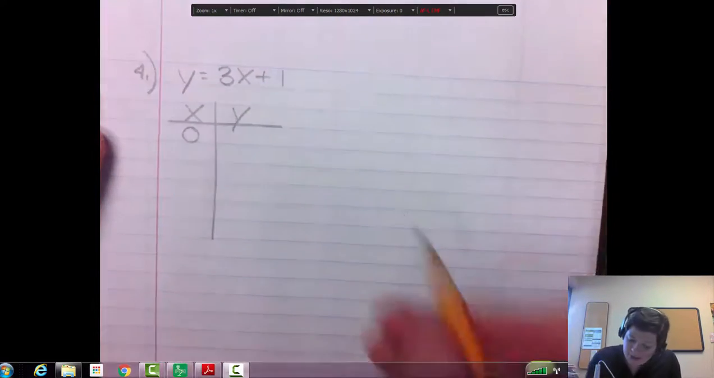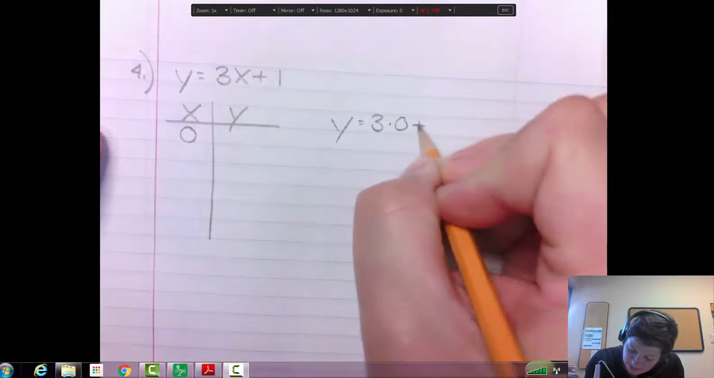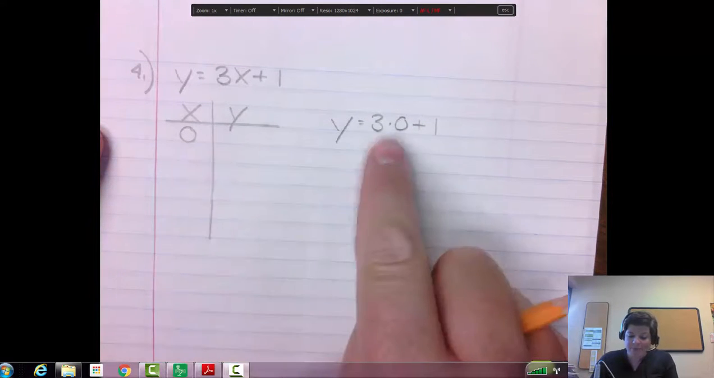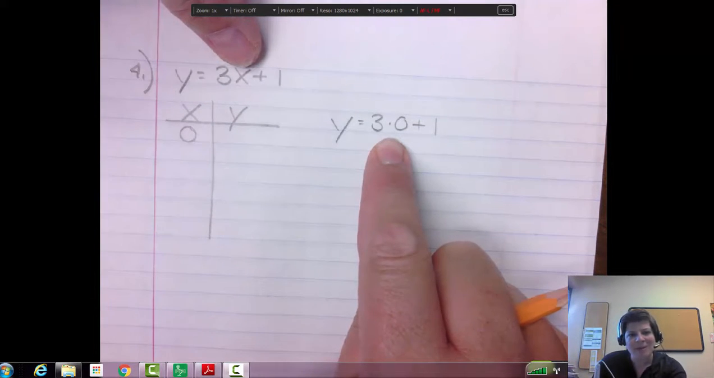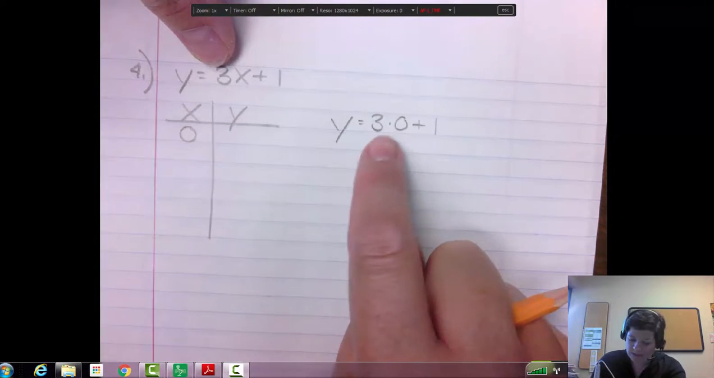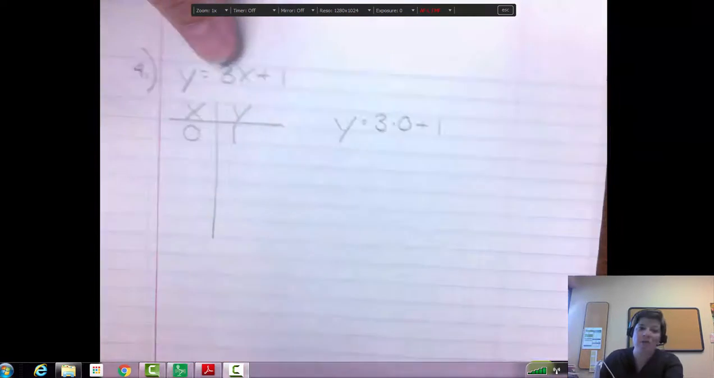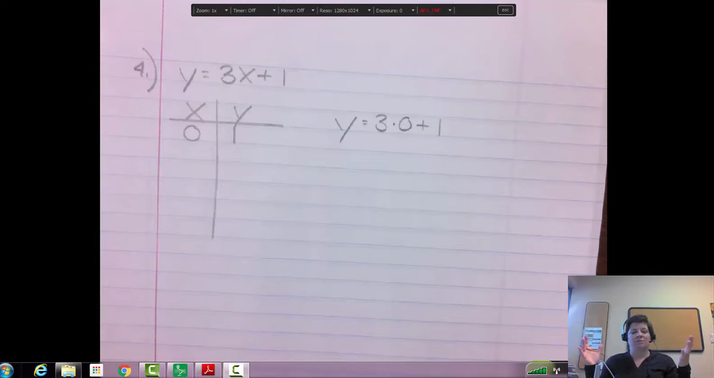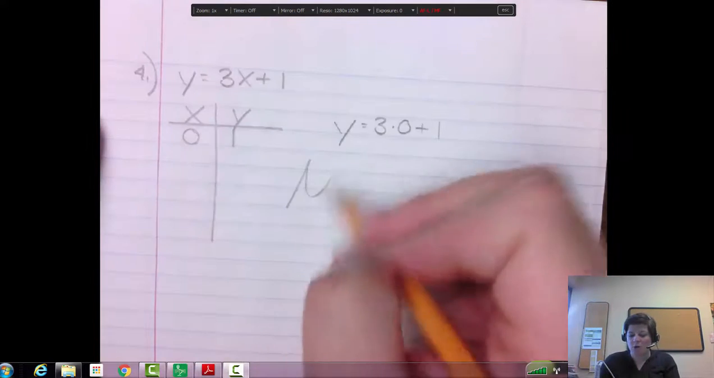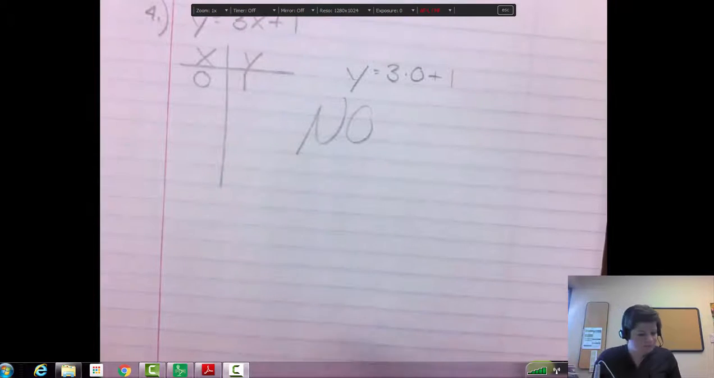Now this one I'm going to have to write out and show a little bit of work for. So y equals 3 times 0 plus 1. Again, I made up 0 and I put it in for x. And remember, when the x is right next to 3, it means times. So 3 times 0 is 0. 0 plus 1 is 1. So when I put in 0, I got out 1. Is this proportional? I already know the answer. No. I can't have 0, 1. I have to have 0, 0. So no, not proportional. That's why we always want to check our origin first.